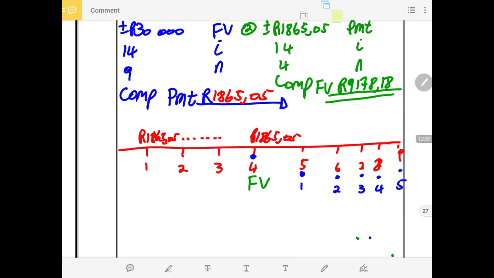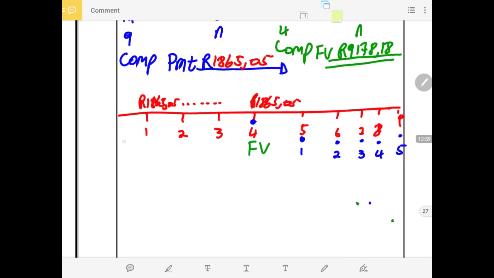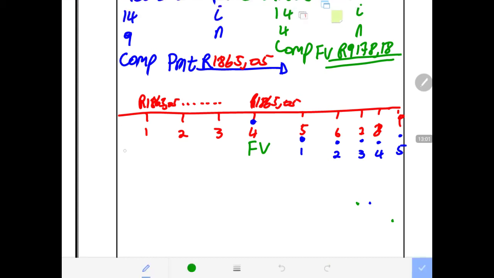So now this is where we're focusing. Now we are saying our future value becomes the present value. Plus minus 9,178.18 is our PV.